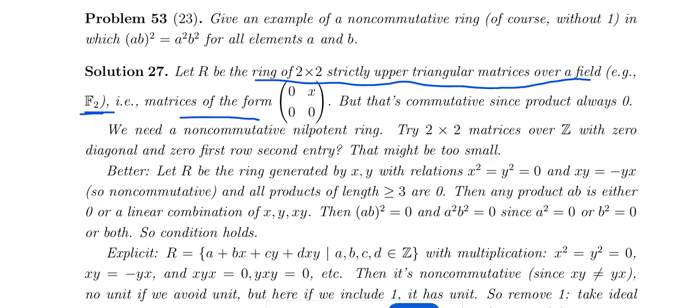So this is, but that is commutative, the product along 0, that is the idea. So this is an example of a commutative ring without unit element, in which ab whole square equals a square b square for all elements a, b. This is an example like that.